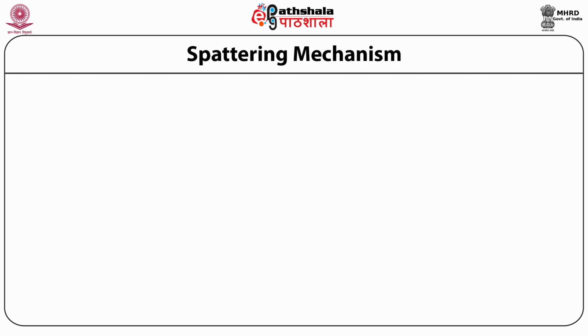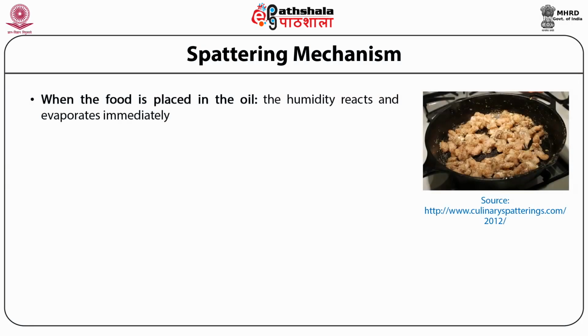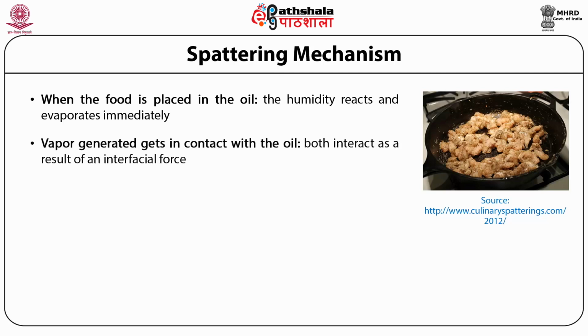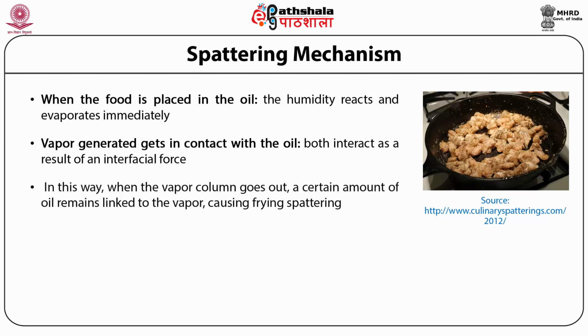Now we'll understand the spattering mechanism. When the food is placed in oil, the humidity reacts. Obviously, if water or humidity is present in the oil, it will react. It will tend to evaporate fast because the boiling point of that water portion has been achieved. Hence, it evaporates immediately. The vapor generated gets in contact with the oil. Now both interact as a result of an interfacial force. In this way, when the vapor column goes out, a certain amount of oil remains linked to the vapor.